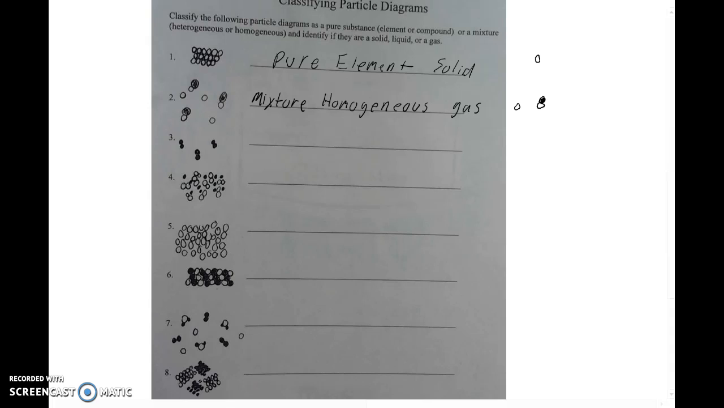So as you work through these particle diagrams, again, you want to work step by step. First, is it a pure substance or a mixture? Once you've identified that, go on to the next step. If it's a pure substance, is it an element or a compound? If it's a mixture, is it homogeneous or heterogeneous?